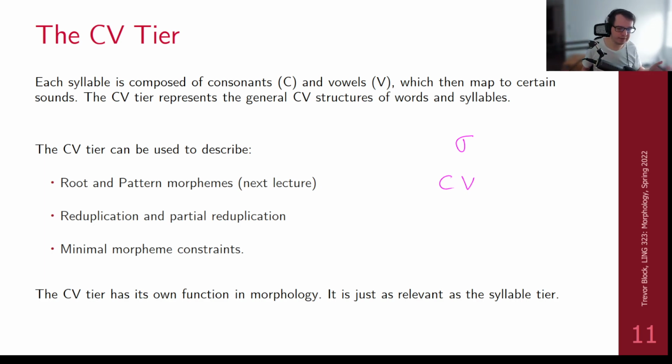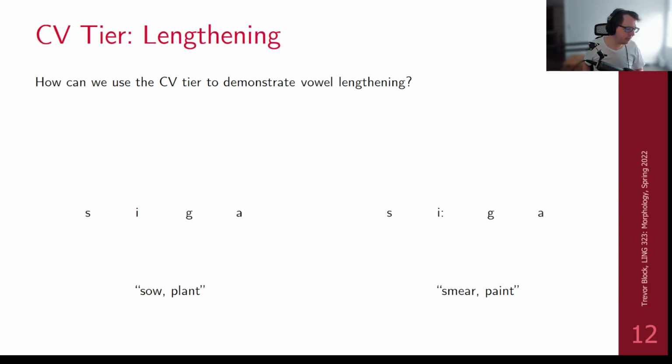So in terms of explanation and talking about processes, the CV tier is just as powerful as the syllable, although it might not seem as much of a concrete unit in your head, because normally we don't think of things in terms of CVs. We think of things in terms of the syllables and group sounds together. So let's see how we can use the CV tier to talk about lengthening.